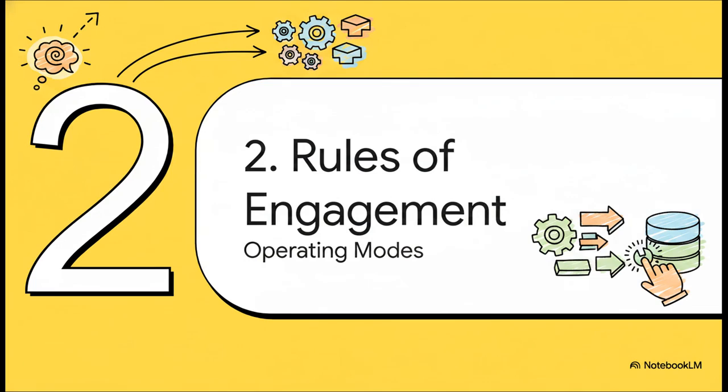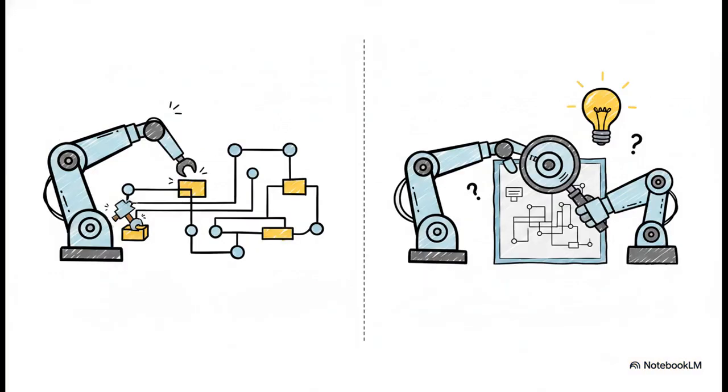Okay, so we know what it is. Now let's talk about how to use it without accidentally breaking something. And there's one absolutely critical concept you need to get. It's two operating modes. This is key because one mode actually builds things, and the other one, well, it just gives you advice. And this breaks it down perfectly.